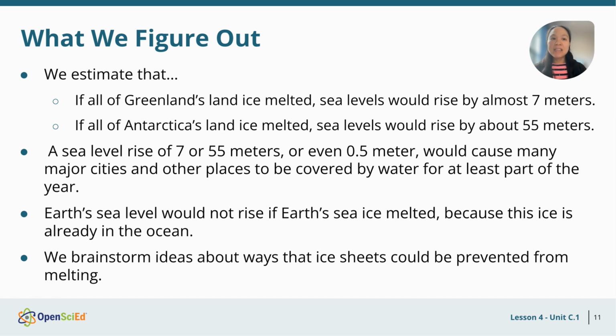So in summary, in this lesson, students estimate that sea levels would rise almost 7 meters if all of Greenland's ice melted, and another 55 meters if all of Antarctica's ice melted. Regardless, even 0.5 meters of sea level rise would have a great impact on the human population. This helped motivate a brief brainstorming discussion of ways to prevent the ice sheets from melting.